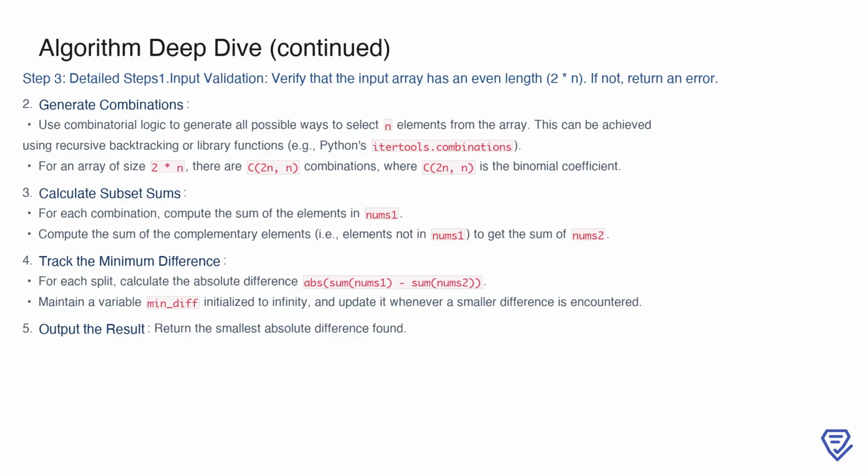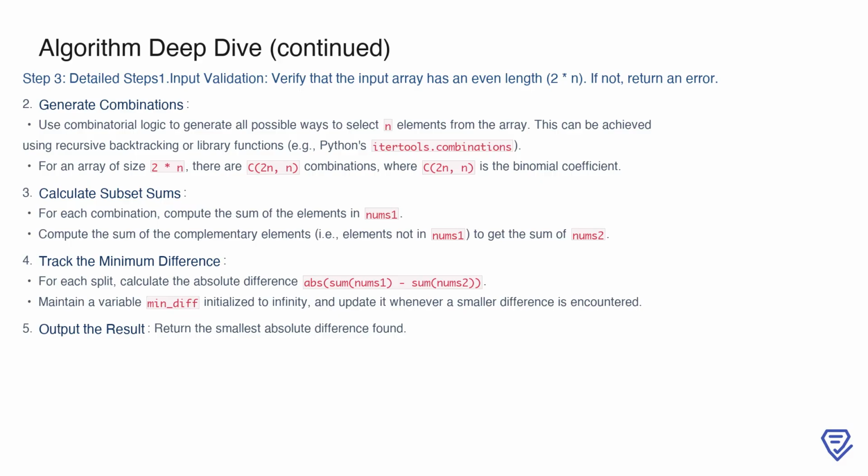To break down the brute force approach further, the first step is input validation. We must ensure the array length is even, as it should be 2*n for the problem to be well defined. Next, we generate all possible combinations of n elements from the array. This can be achieved using recursive backtracking or efficient library functions like Python's itertools.combinations. For an array of size 2*n, the total number of combinations is given by the binomial coefficient C(2n, n).